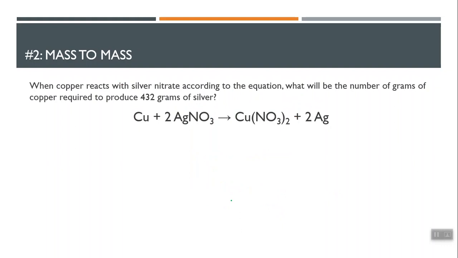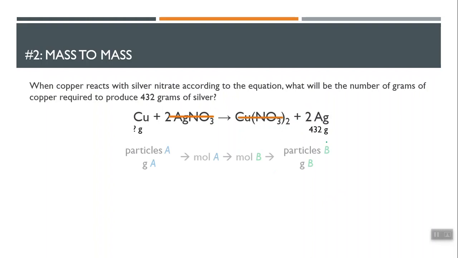Number 2, when copper reacts with silver nitrate, according to the equation, what will be the number of grams of copper required to produce 432 grams of silver? So what are they giving you? They are giving you 432 grams of silver. So again, write that underneath the balanced reaction. What do they want? They want the number of grams of copper. So again, everything else, ignore, and in this case, I'm just going to simply cross it out.